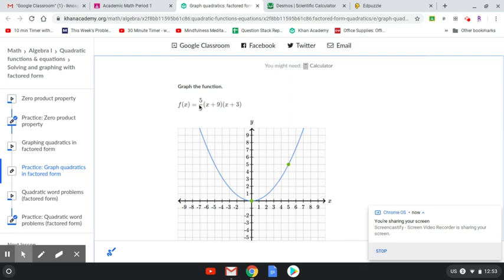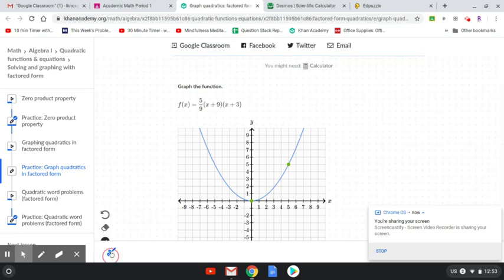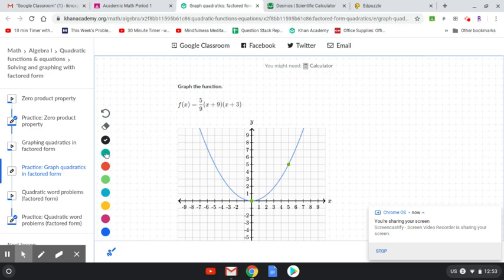So here's our first, this is actually my second one. But I have f of x equals 5/9 times the quantity of x plus 9 times the quantity of x plus 3. So if we think about what we did with the zero product property, let me get a pen here. So let's say you have x plus 9 as one of your factors, and we have x plus 3. And I'm going to apologize, I'm writing with the mouse, so it's going to look terrible.